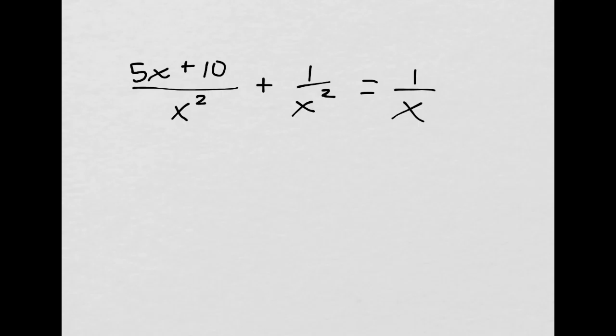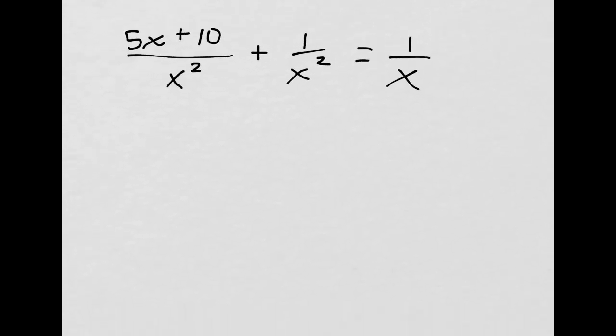This is on the final. It's on the review also. Yeah, that's what I'm showing to you. So, first we got to pick out the common denominator. What's the common denominator here? X squared.